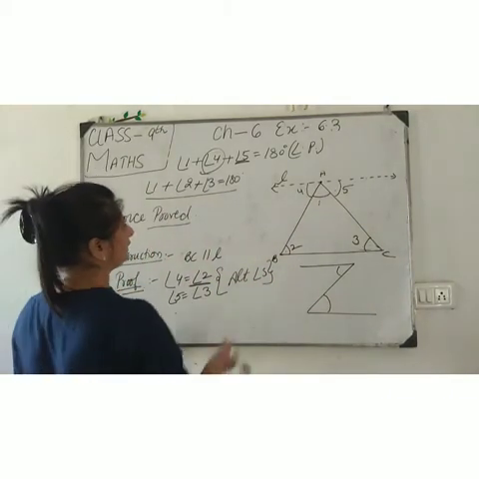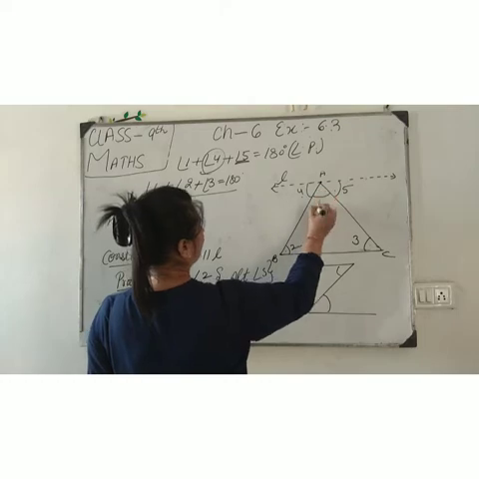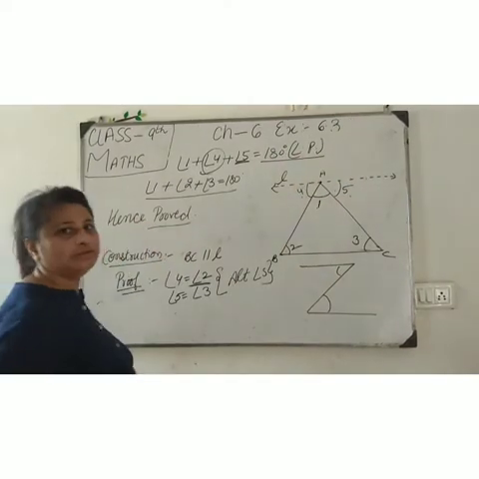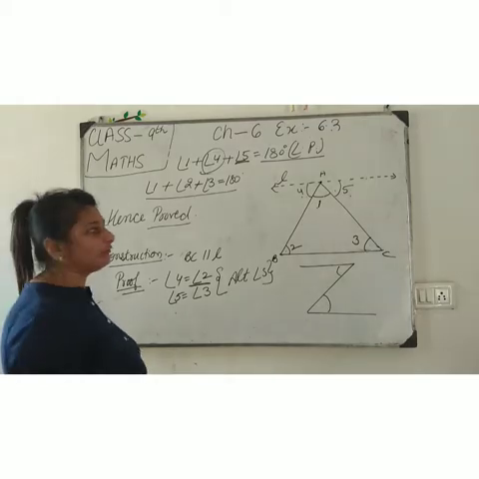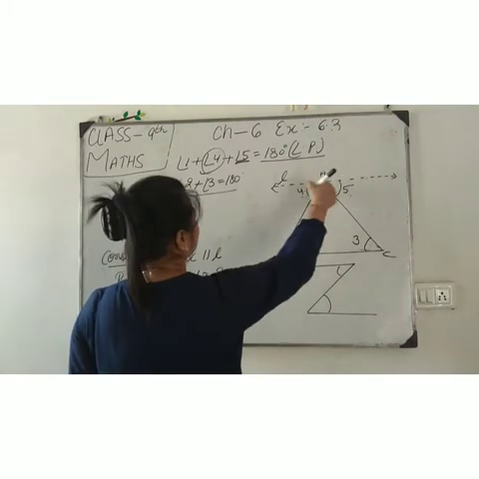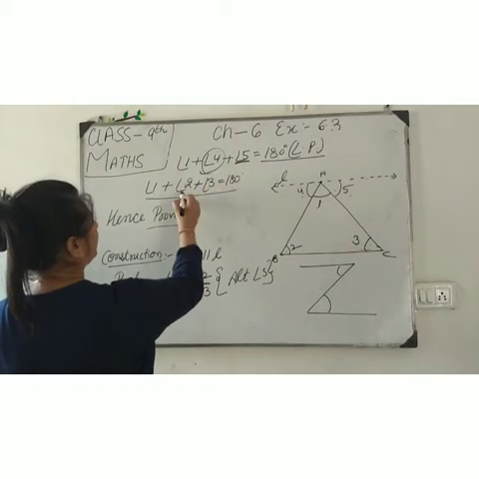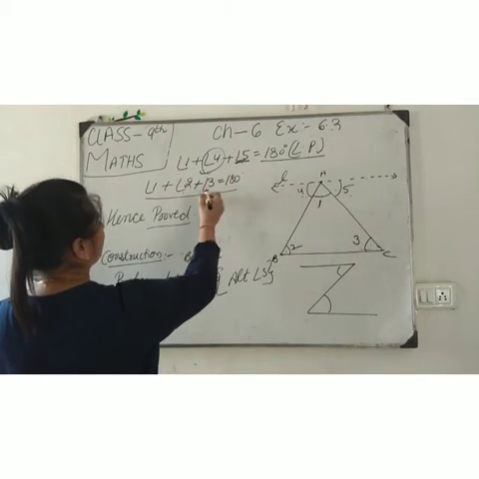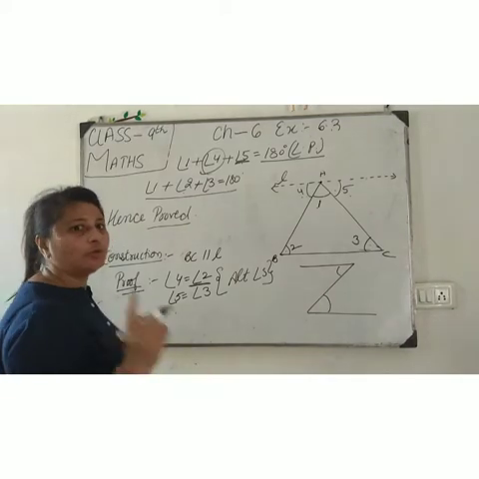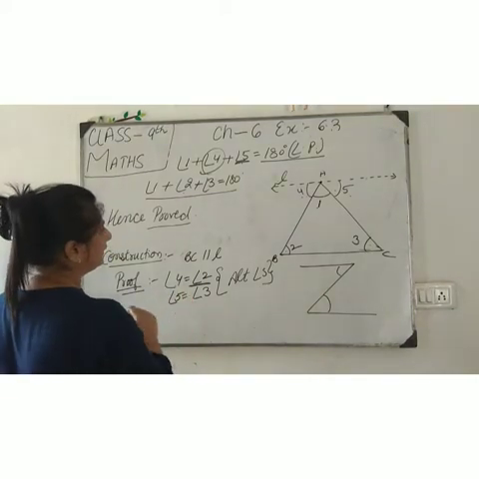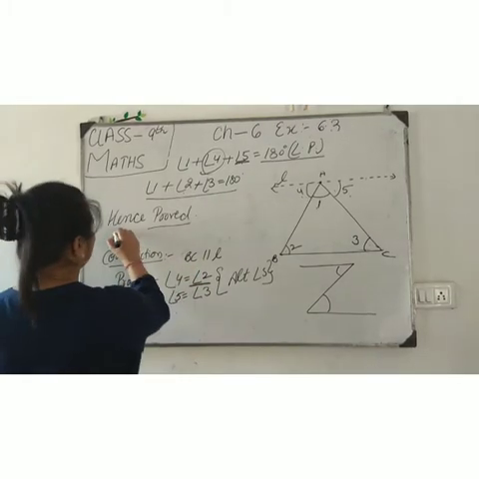Alternate angle. After that, angle 4 plus angle 1 plus angle 5 equal to 180 degrees. Reason: linear pair. According to the property of the linear pair, the sum of adjacent angles is called a linear pair. Instead of 4, I write 2. Instead of 5, I write 3, because we already proved angle 4 equal to angle 2, angle 5 equal to angle 3, equal to 180. Hence proved.